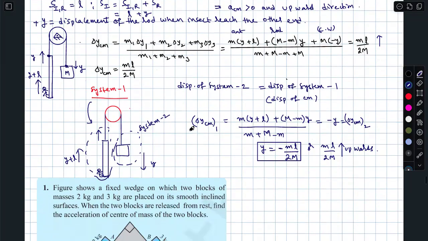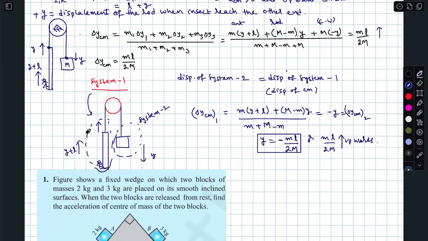For this purpose, I took this entire situation as system 1. This entire situation as system 2. You convinced me that when it has a y displacement, this will have a y displacement down. Now let us take only this part. Remember, displacement of system 2 must be same as displacement of system 1. What is that representing? That is representing the displacement of center of mass of system 1.